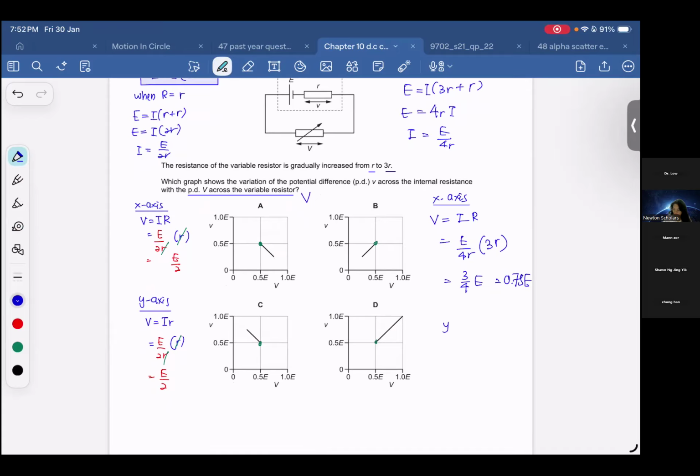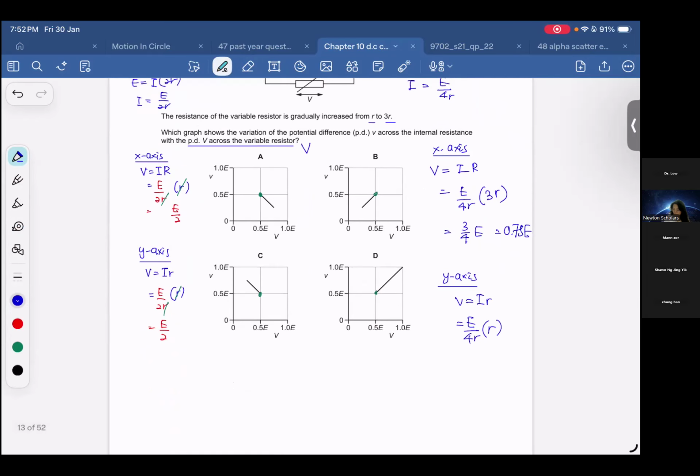Then our y-axis, V equals I times small r. So here I is E over 4R, and this one is still small r, 1R. The internal resistance is small r. So after that, we get 0.25E. Your answer for this question should be A.